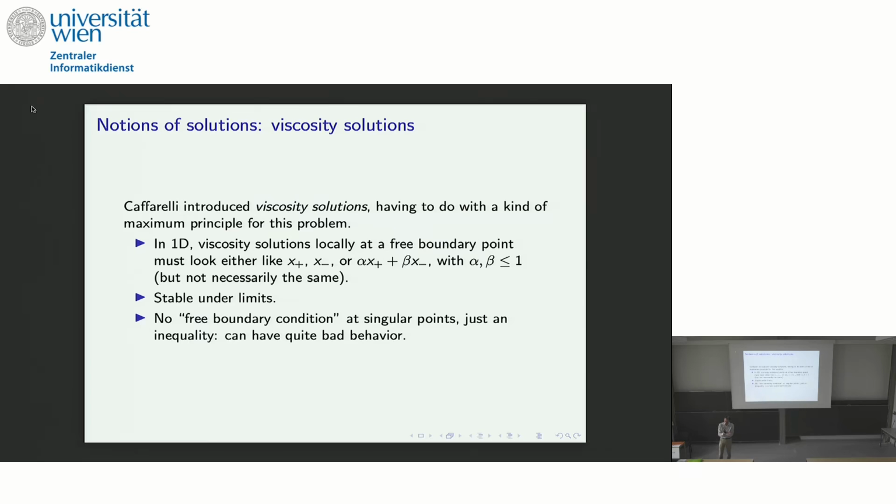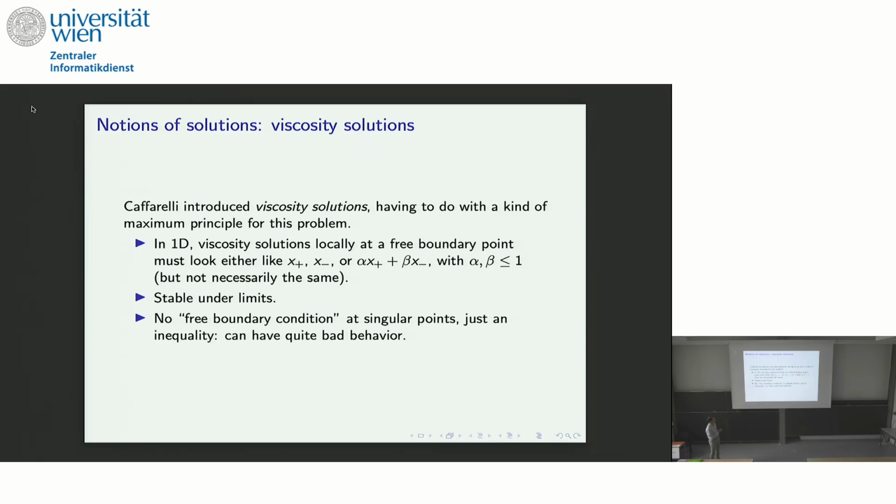They don't have to match, they just have to be both less than or equal to 1. And this is stable under limits. Viscosity solutions are stable under limits. And this is a nice notion when it comes to, for example, proving Lipschitz estimates and to pair with the notion of domain variation solutions I had before.